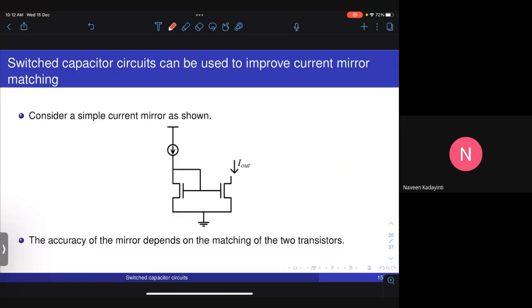Okay, let's move on to other uses of switch capacitor circuits. Once you understand how to use them, you can use them smartly for doing various things. We can even use them to improve the matching in a current mirror. How will you do that? Generally, what is done in the current mirror is what is shown here. Very popular circuit. Everybody understands this.